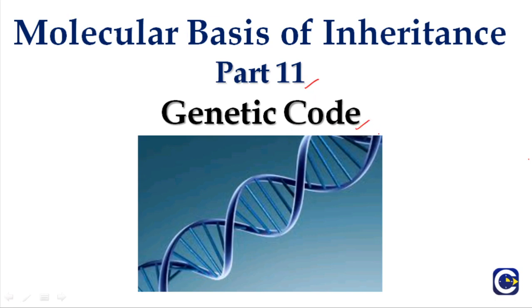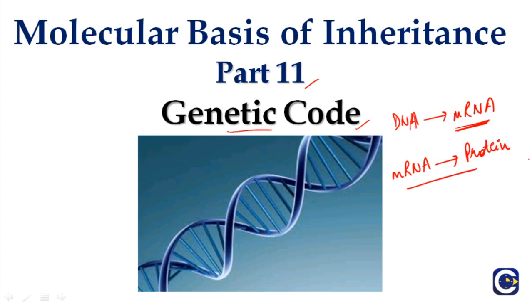So in the previous part we discussed transcription. What is transcription? When the DNA gets converted into mRNA, and this mRNA has the potential to get converted into the protein. So conversion of DNA to mRNA takes place by the process of transcription, and then this mRNA needs to be converted into protein. And this process is governed by the genetic code.